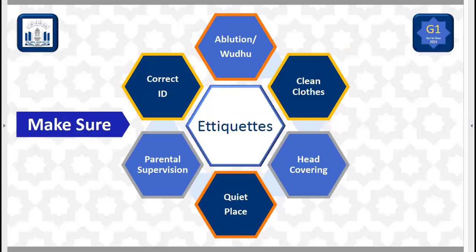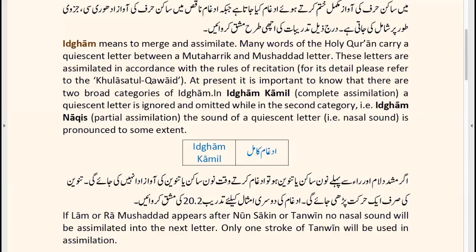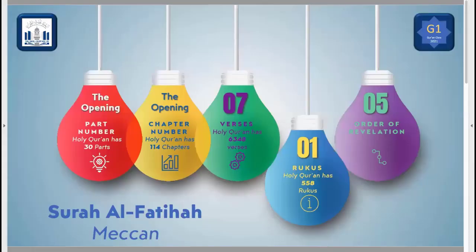Jazakumullah. So let's go through what we are going to do today. Today we will be learning assimilation, which is also called Idgham Kamil, and this is on pages 83 to 84, and we will be practicing exercise 20.1. In the second part of our class we will be reciting, inshallah, Surah Al-Fatiha. Okay, now let's start then.